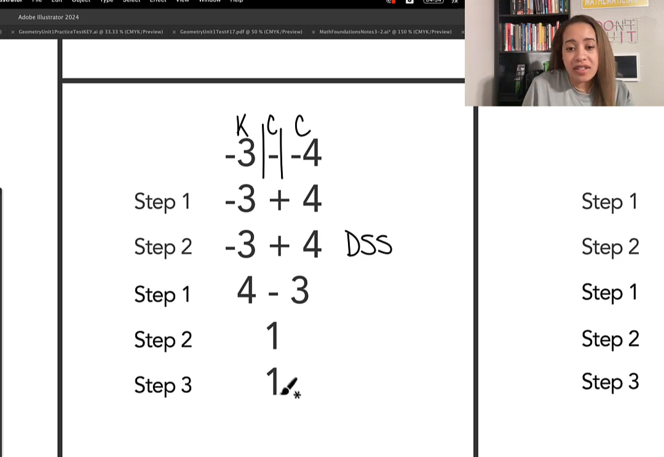One thing to notice is that especially when we're deciding our final sign, we need to look at our addition problem. Once we have said keep, change, change, we can ignore our original problem and focus on the addition. So be careful to head back to your addition problem when you're deciding your sign.